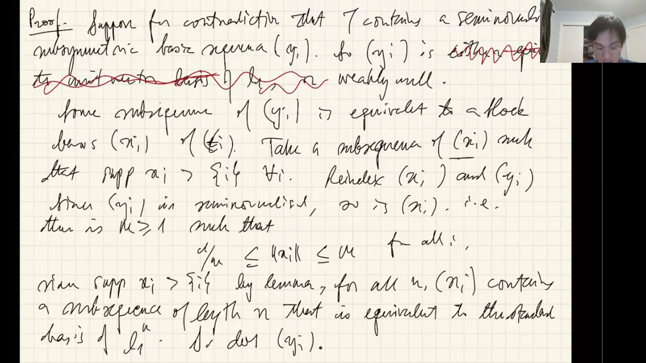Okay, and that's a contradiction because what did we assume? We didn't even assume it. We know that yi is not equivalent to the unit vector basis of L1. So that's a contradiction.